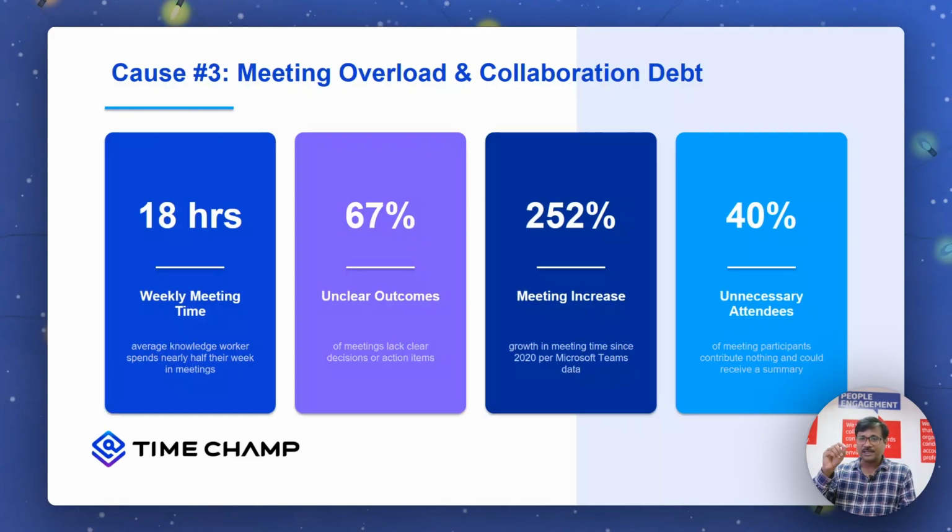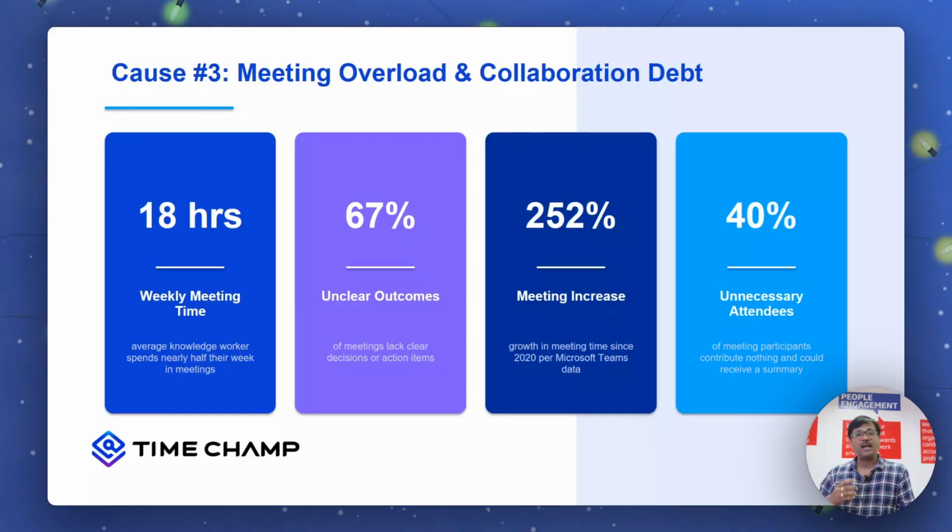Microsoft analyzed their Teams usage data and found that meeting time increased 252% in 2020 for the average user. We have normalized a triple booked calendar. We have accepted back-to-back video calls as standard operating procedure, and we have stopped asking the fundamental question: does this meeting actually need to happen?